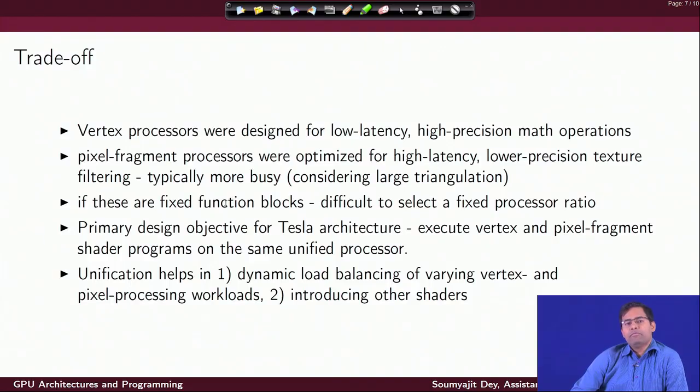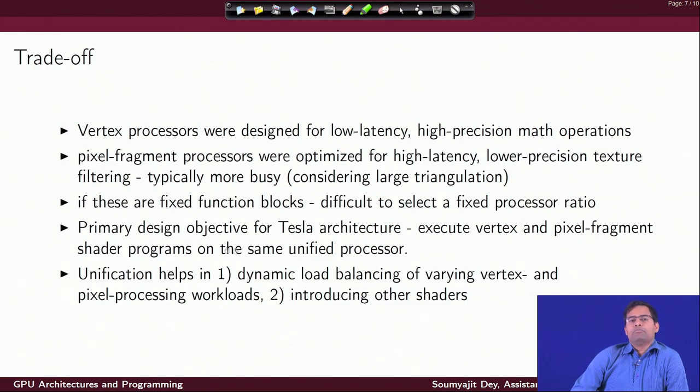So, if they are implemented in hardware as fixed function blocks, the overall throughput of this sequence of fixed function blocks would actually be a function of how the input image has been triangulated and how it has been provided. The common case may get accelerated, but the cases which are not common may suffer from performance impediment, right.